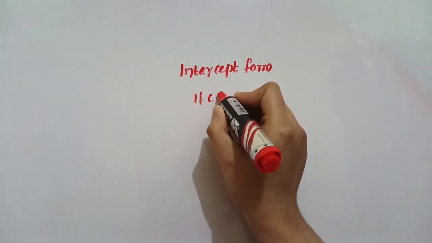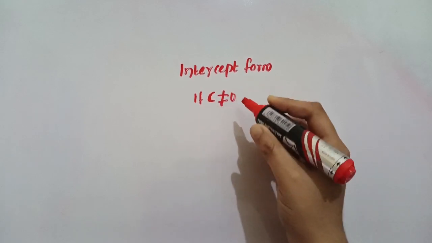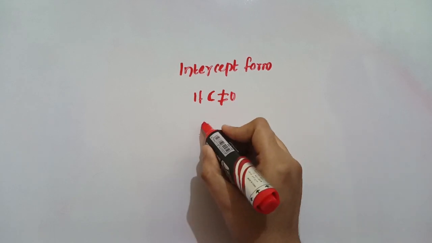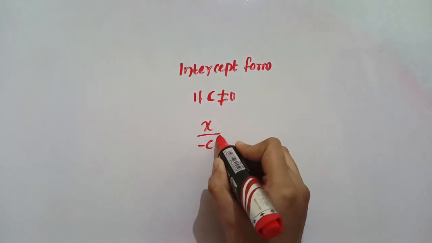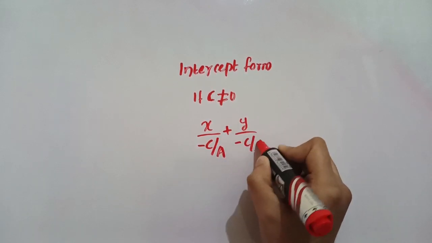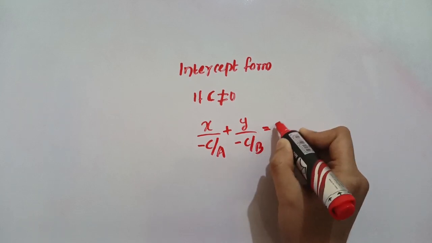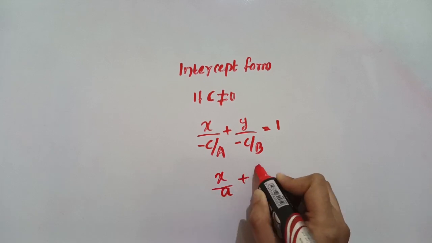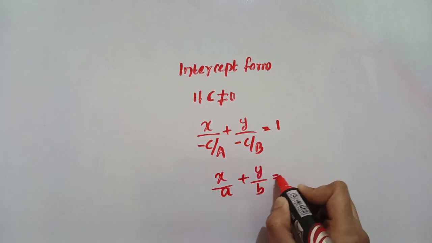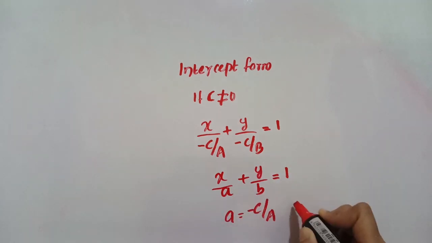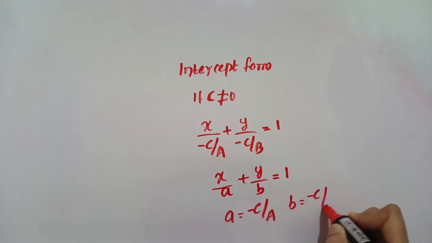Next, intercept form. If c is not equal to 0, then ax plus by plus c equal to 0 can be written as x by minus c by a plus y by minus c by b is equal to 1, or x by a plus y by b is equal to 1, where a is equal to minus c by a, b is equal to minus c by b.